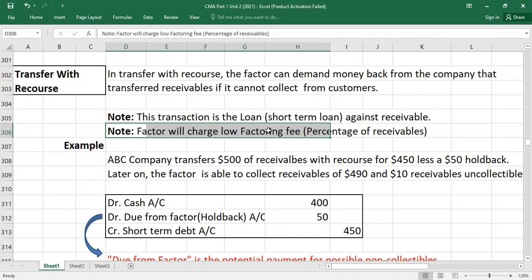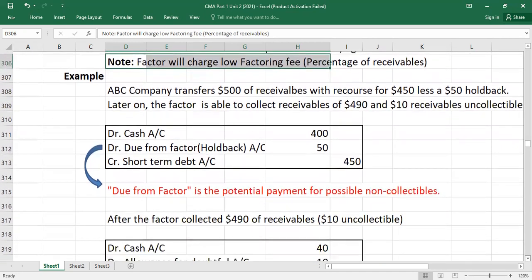The reason is that the bad debts risk is with the company, not with the factor company. So that is why the factor has less risk, so they will charge a low factoring fee. So here we have an example to understand the concept. I hope you will understand.